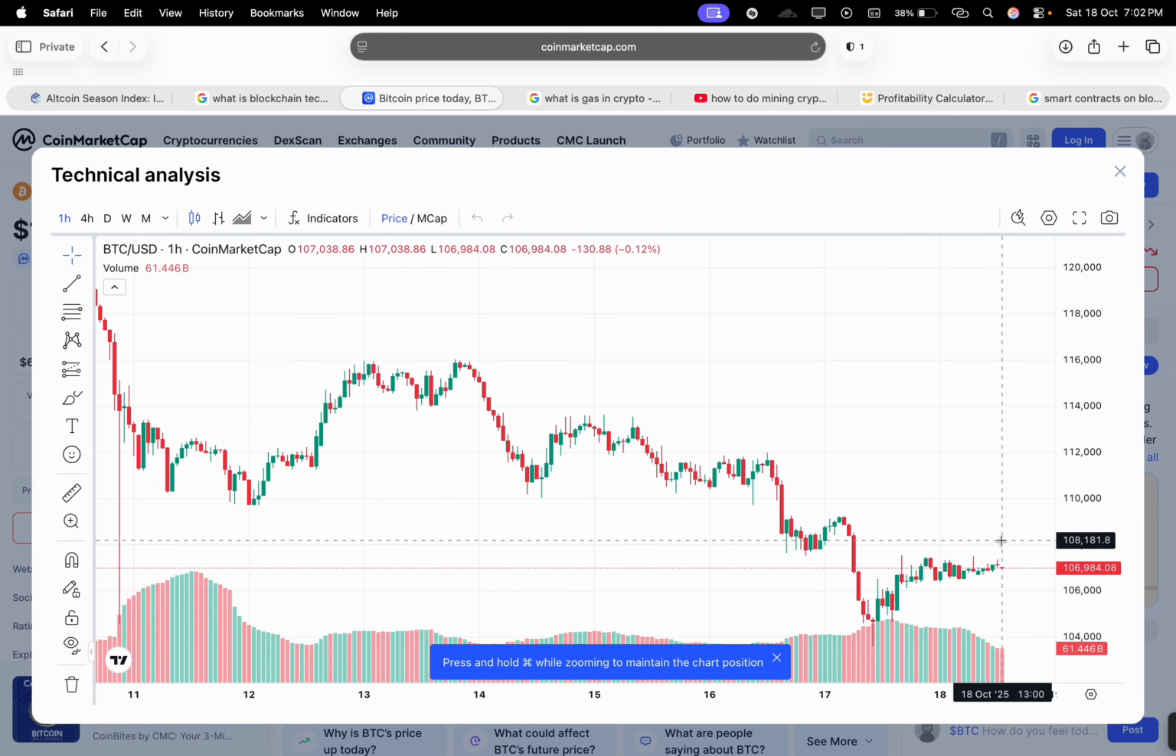Okay, maybe tomorrow the breakout will come. Okay, and it will go here, so that will be the breakout.